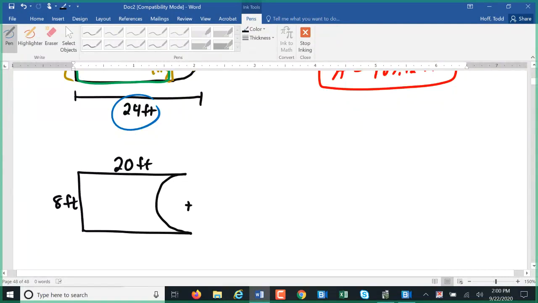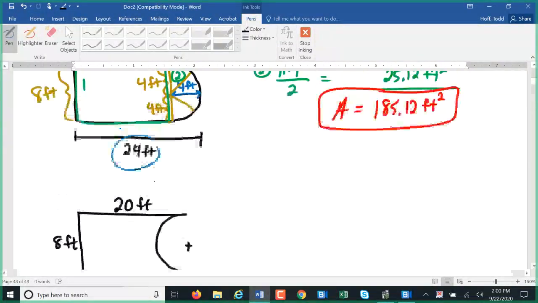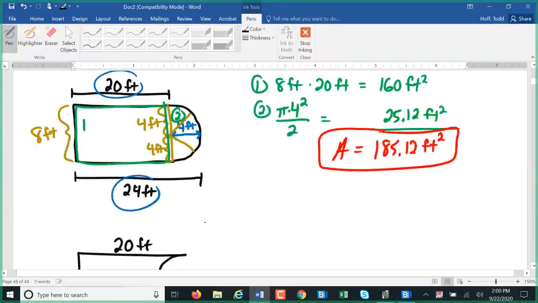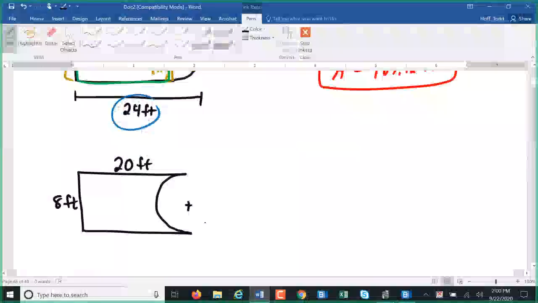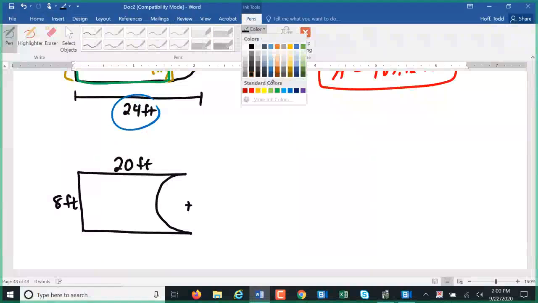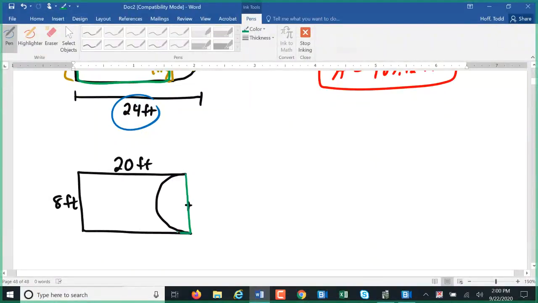So this is a rectangle with a half circle cut out of the end of it. This was a rectangle of the same size, 8 by 20, with a half circle added on to the end of it. So here we have no choice. We're going to start out by finding the area of the big rectangle. That's going to be 20 feet times 8 feet, or 160 square feet.